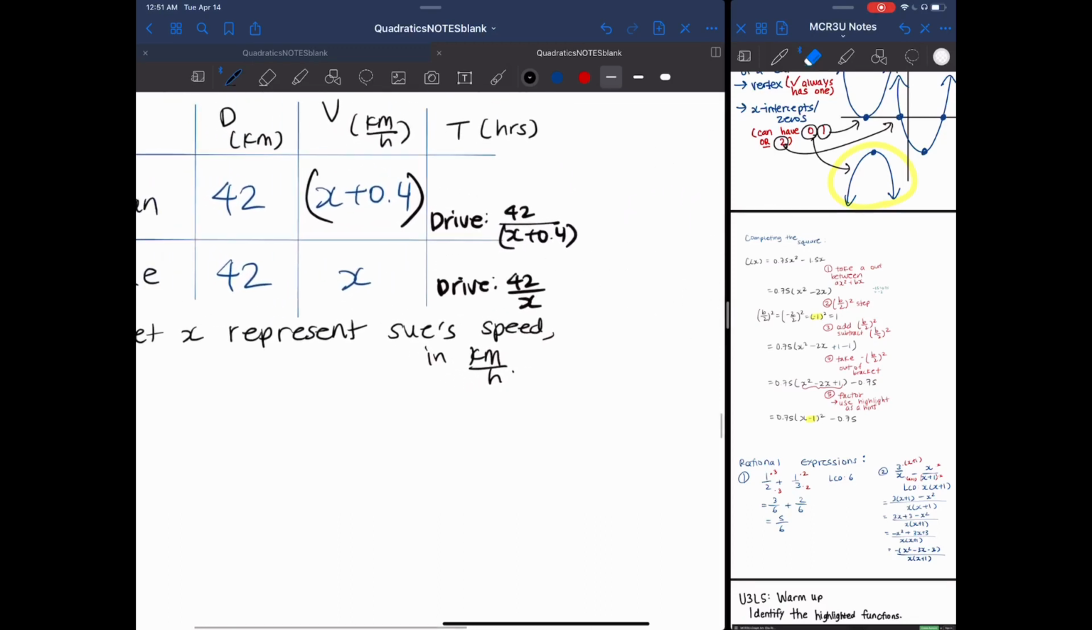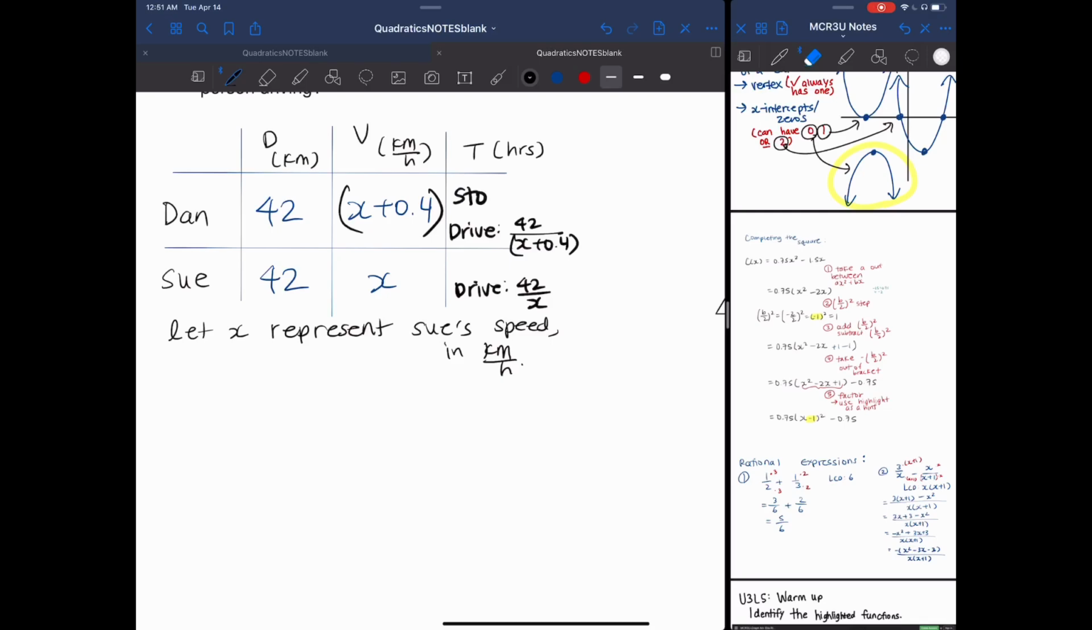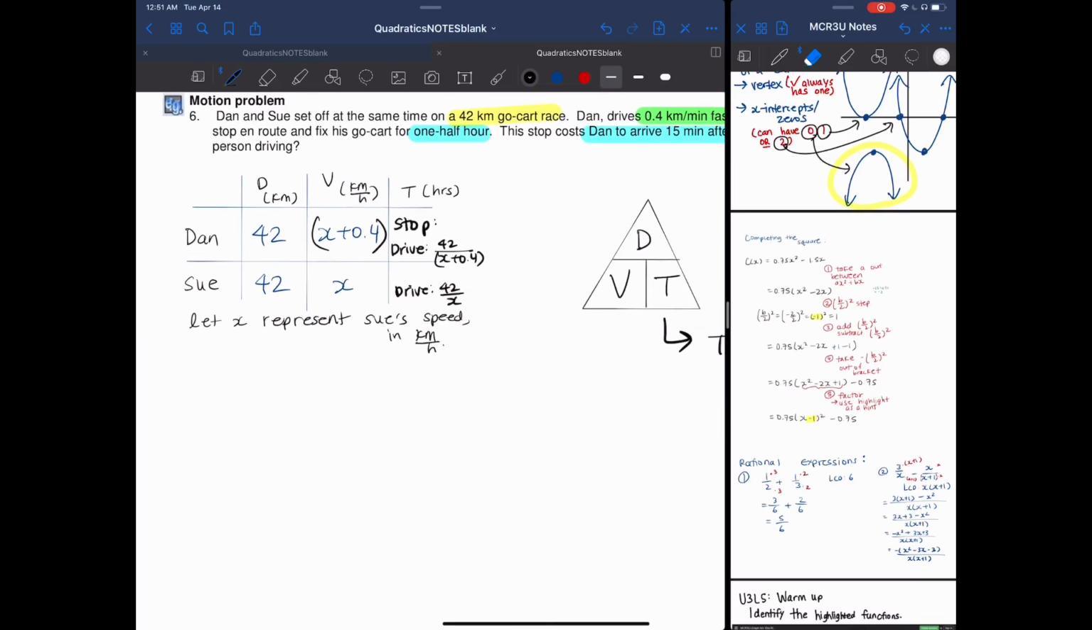So Dan stopped for, how many hours is that? 1/2 hour. So that's 1 over 2. So 1 over 2 is 0.5. So 0.5 hours. Okay, so what about Sue? How long did she stop for?